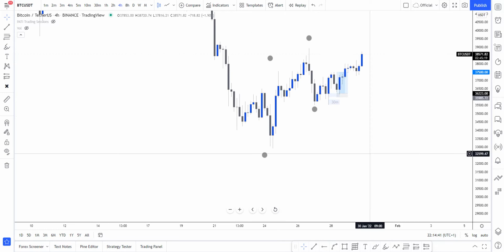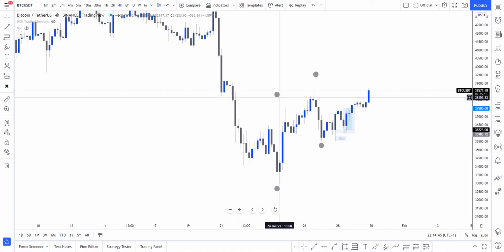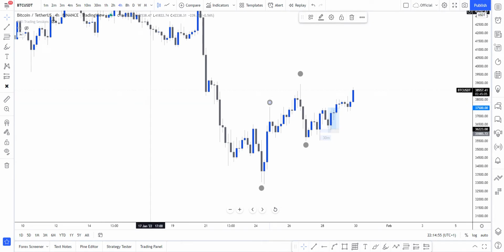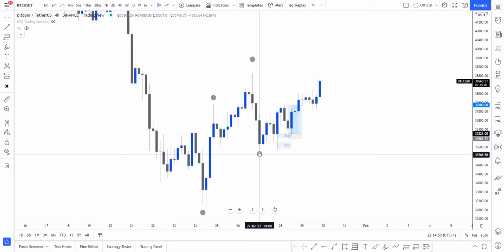On the 4 hour time frame, this is how it looks. We have that lower low, lower high. As I said, on the 8 hour and 4 hour time frame, and on the daily and the weekly one, we are of course in a downtrend. But right here we have found the trend.